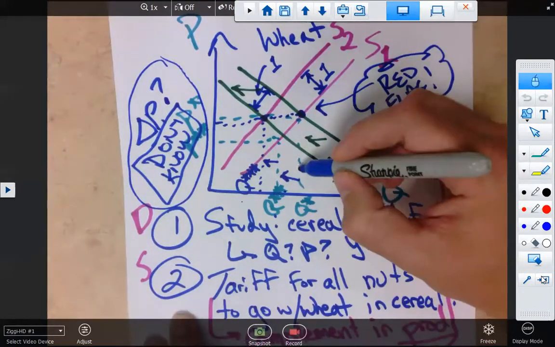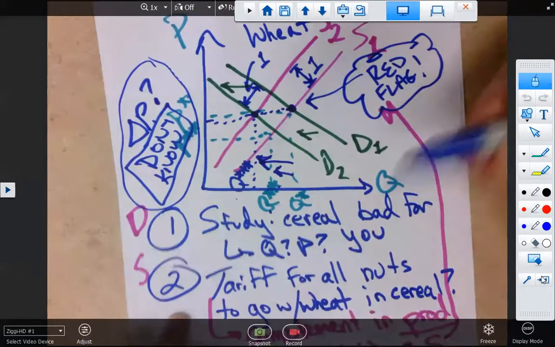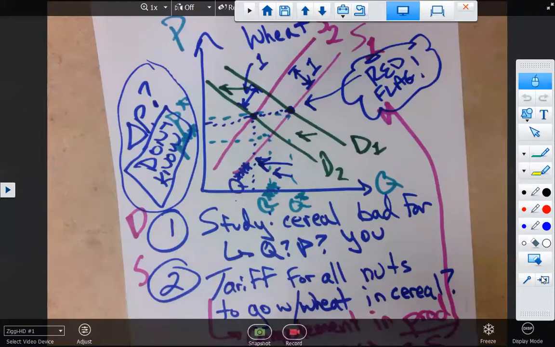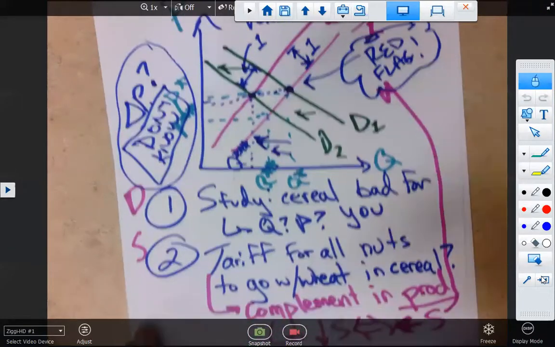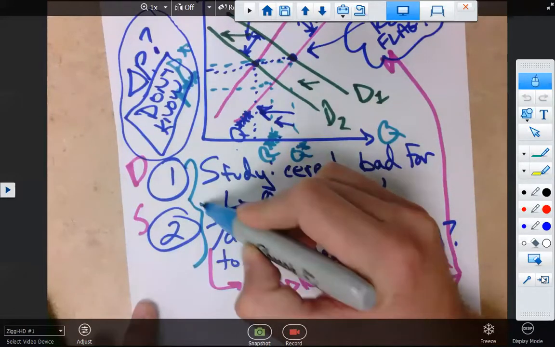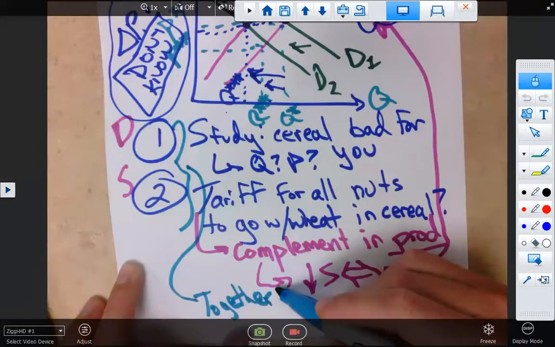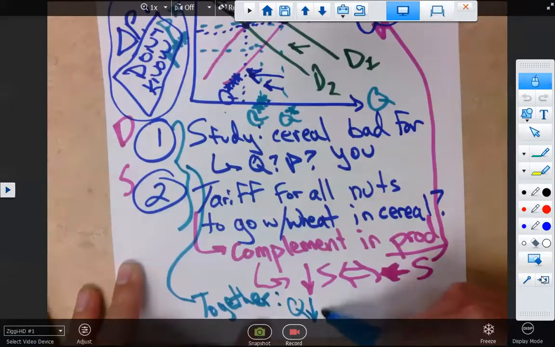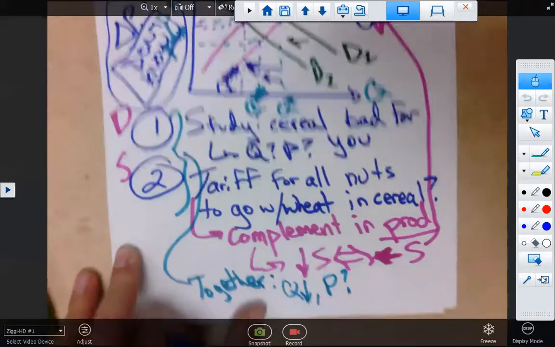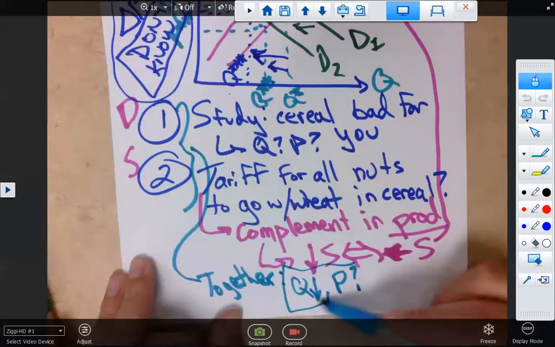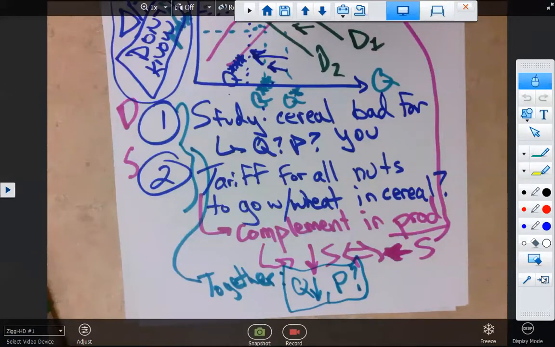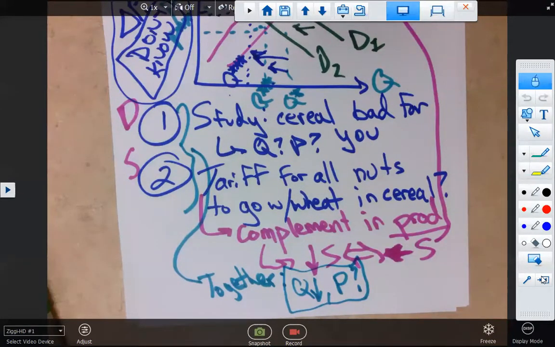So you'll definitely know something's going on with the quantity. You'll definitely know something's going on with one of them. And so if both of these are happening together, then we end up with a quantity decrease and a price, oh. And that's the answer. That would be the multiple choice answer, or that would be what you would write. Does that make sense to everybody? And that applies to whenever there's any kind of double shift.